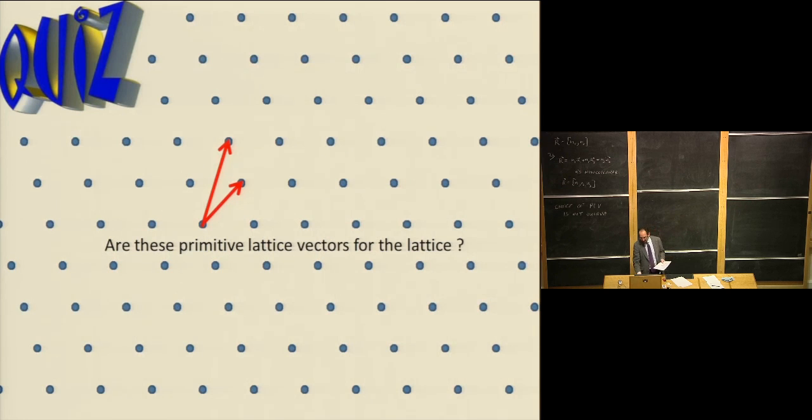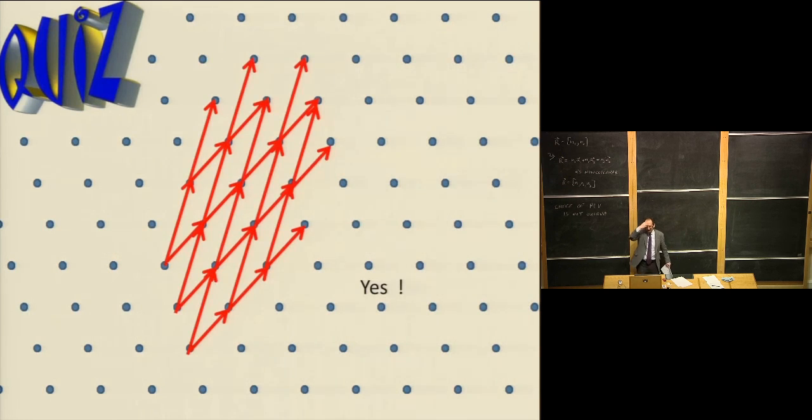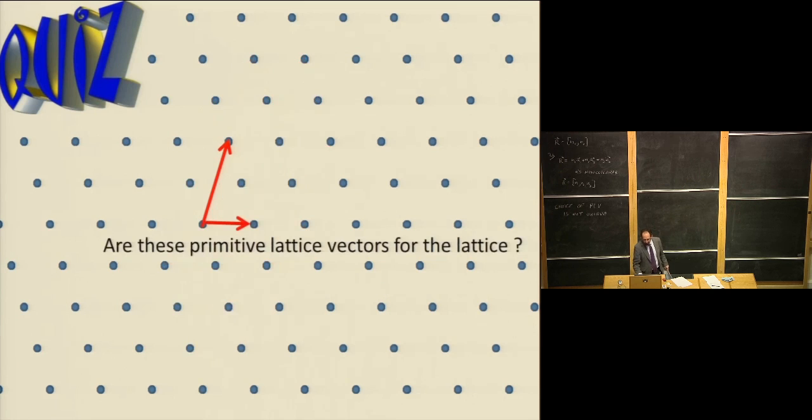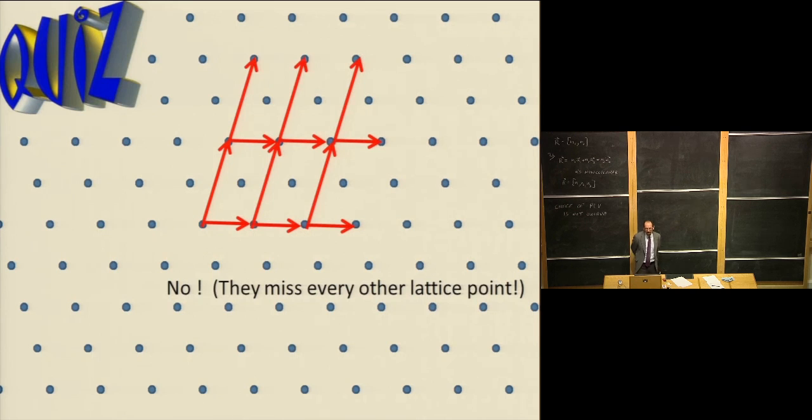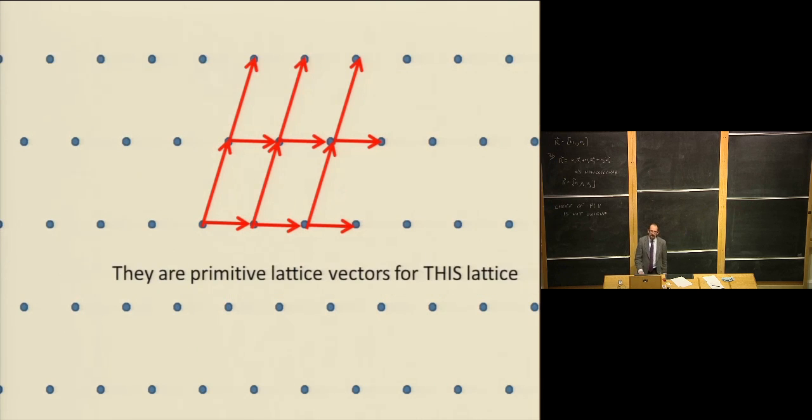OK, yes, these are primitive lattice vectors. It's lattice vectors because you can get to any point in the lattice by some sort of integer sum of those primitive lattice vectors. OK, how about these? Are these primitive lattice vectors? No, they are not. They are not because if you add them together in all integer combinations, they miss every other lattice point. Okay? They would be primitive lattice vectors for this lattice. If I took away half the lattice points, then you have primitive lattice vectors. Okay? All right. Everyone always misses that one.